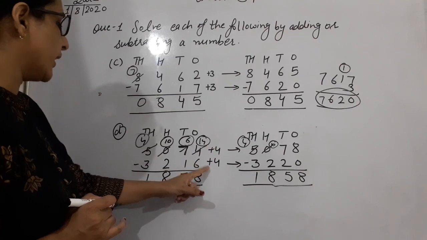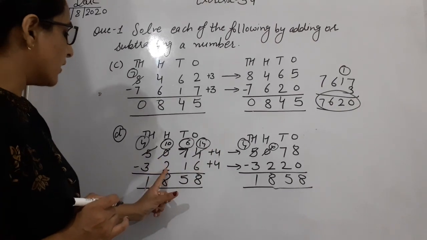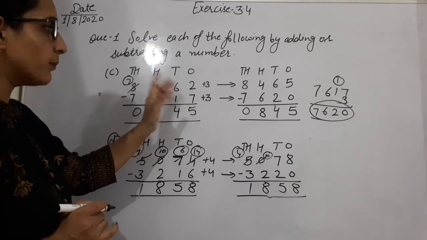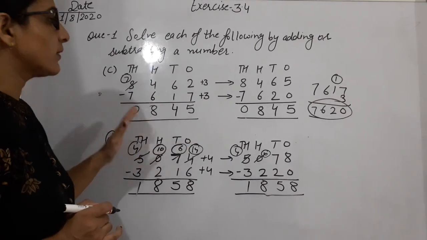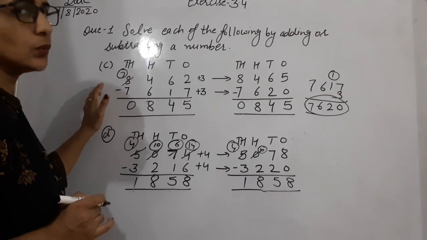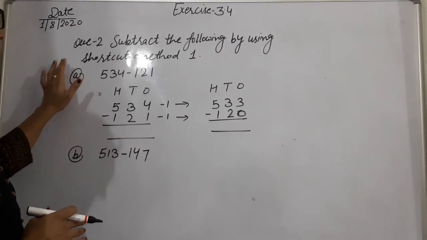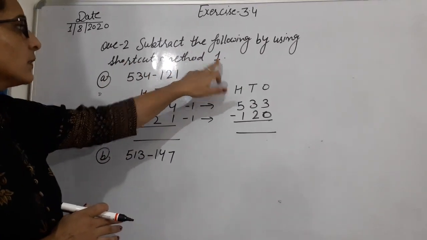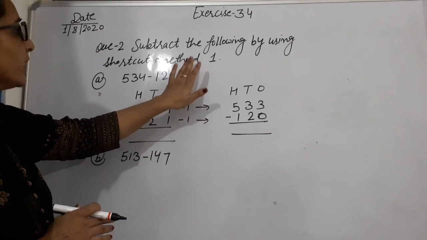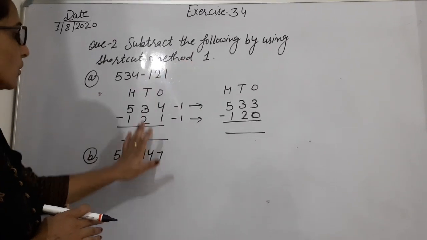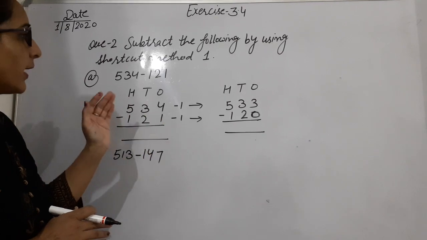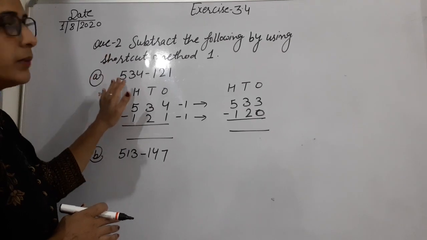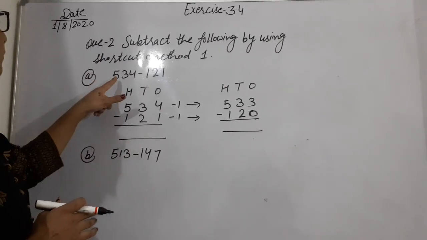We are adding 4 here. We add 4 in this one also and we add 4 here also. We are adding 3 here also. Clear? By adding, otherwise by subtracting. This is all about your question number 1. Now question number 2 is subtract the following by using shortcut method first. Shortcut method first is already explained. Like question number 1, we solve this one by adding or by subtracting. Clear? As in question number 1, we solve question number 2 in the same way.